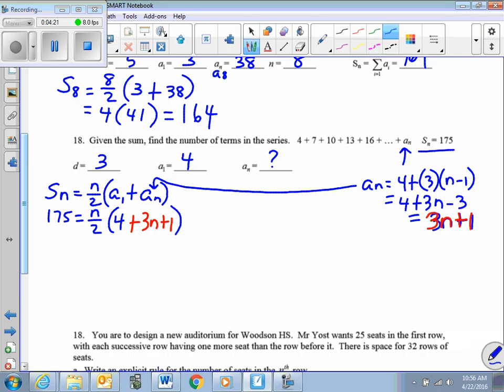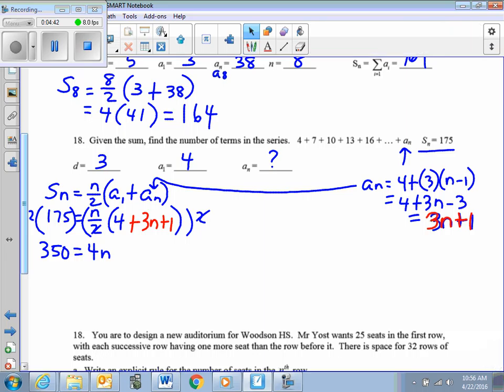All right, now as you can see, we've only got one unknown in this equation, so we're going to be able to solve it. So let's go ahead and multiply both sides by 2 to get rid of that 2 over here. That gives us 350 equals 4n. Hold on just a second. I'm going to simplify or combine my like terms in the parentheses here. So now I've got n times 3n plus 5. That should make that easier.